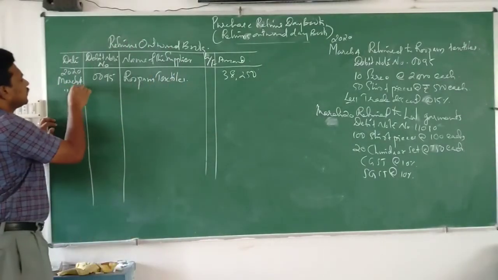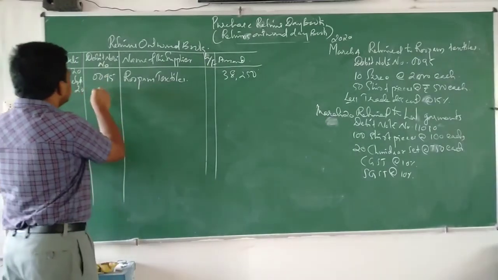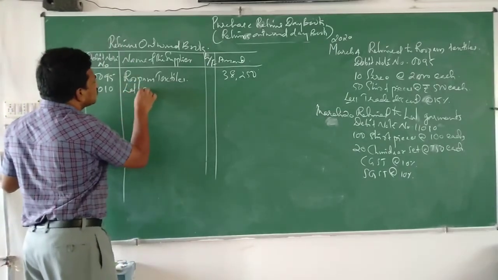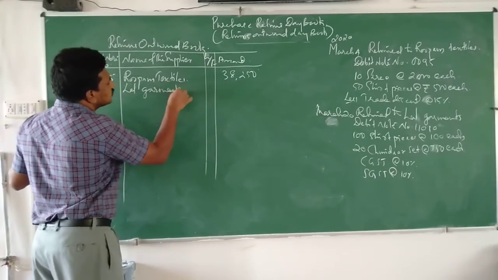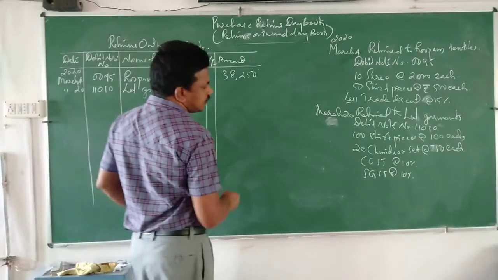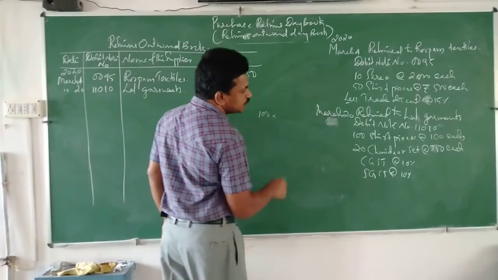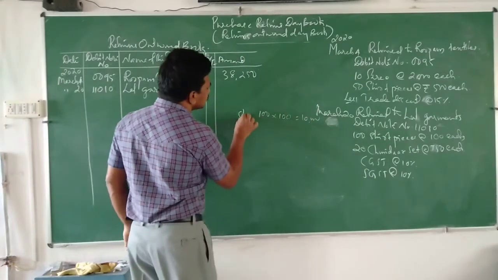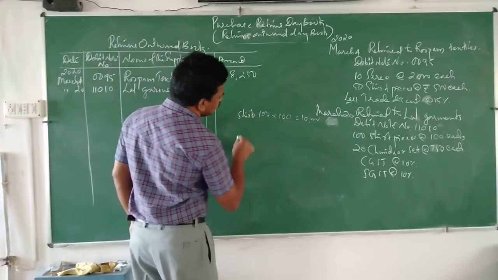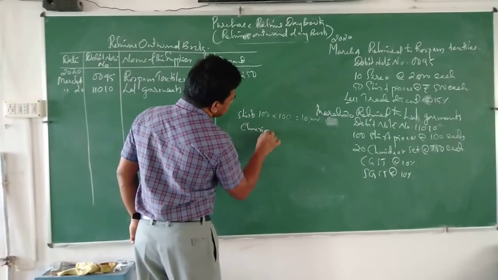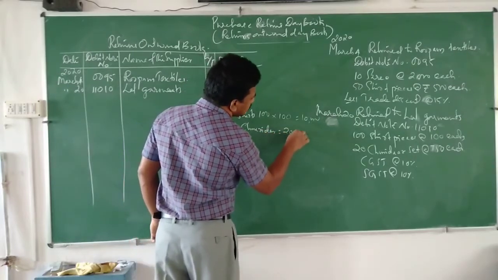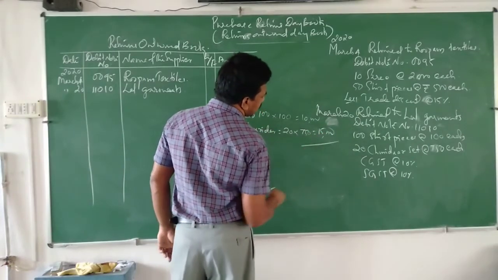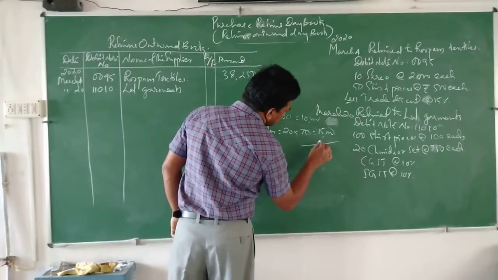March 20. Debit note number 11010. Lal Garments. 100 shirts, 100 into 100, 10,000. This is for shirt. Then churidar, 220 into 750. That means 15,000. Total 25,000.